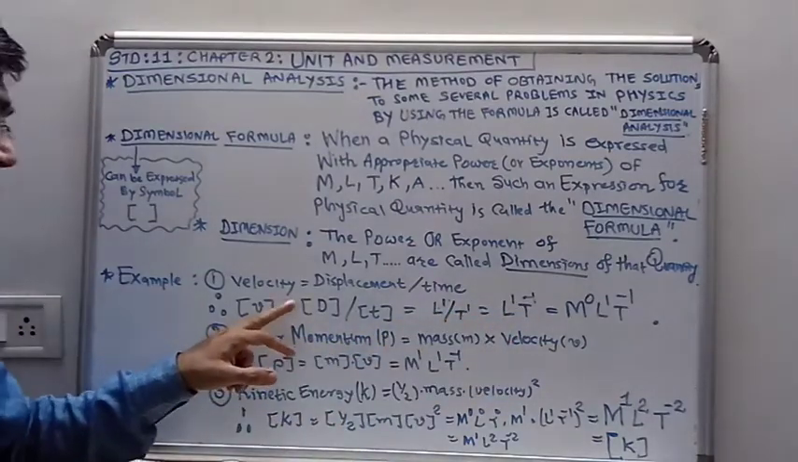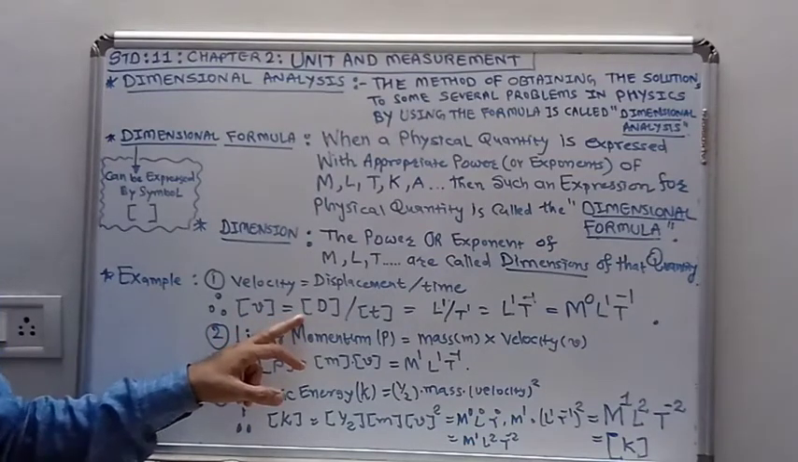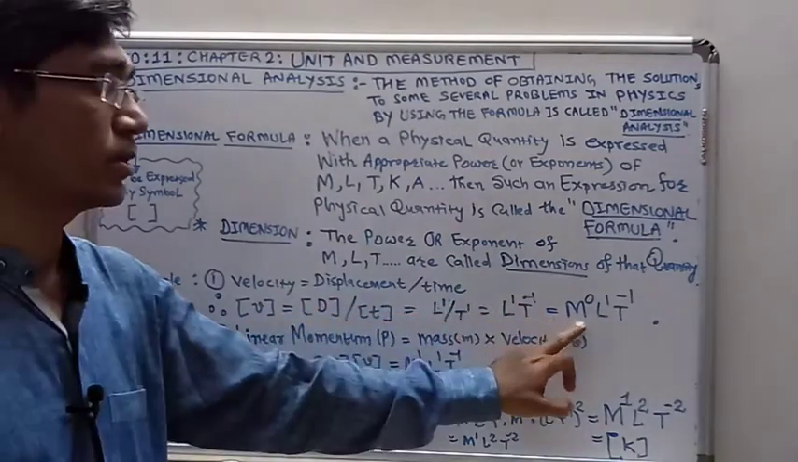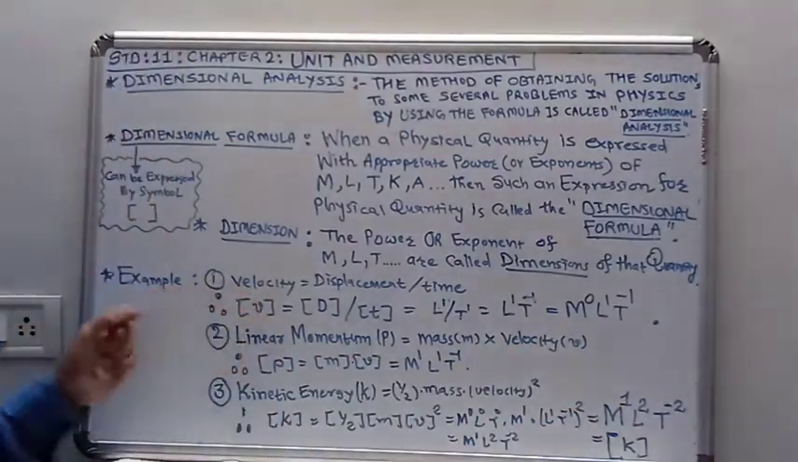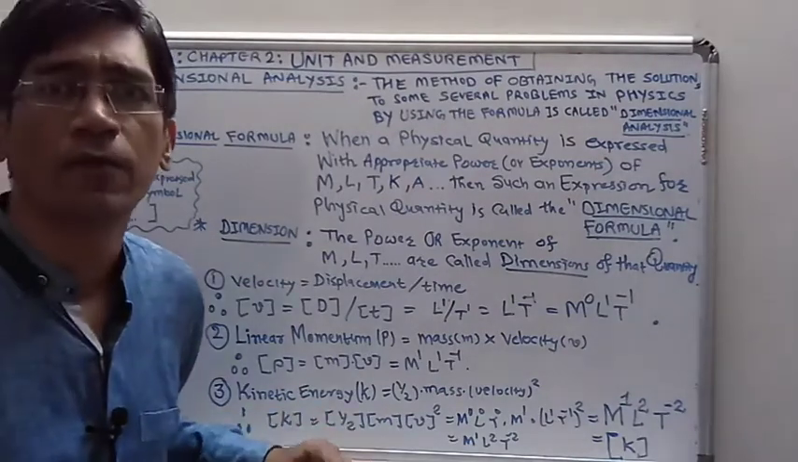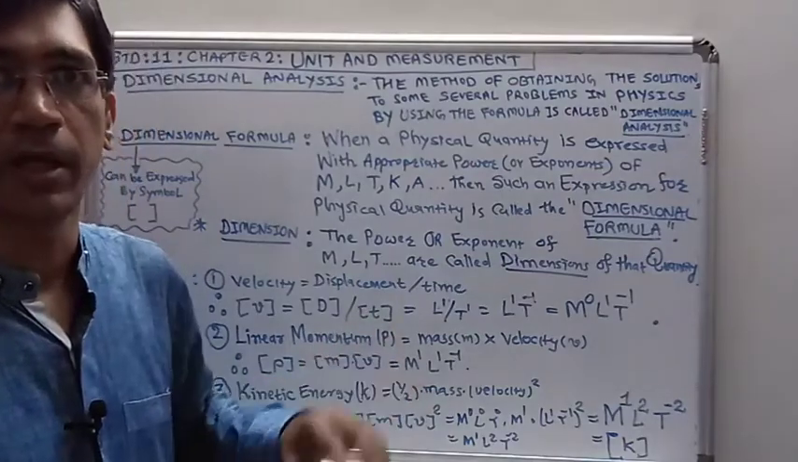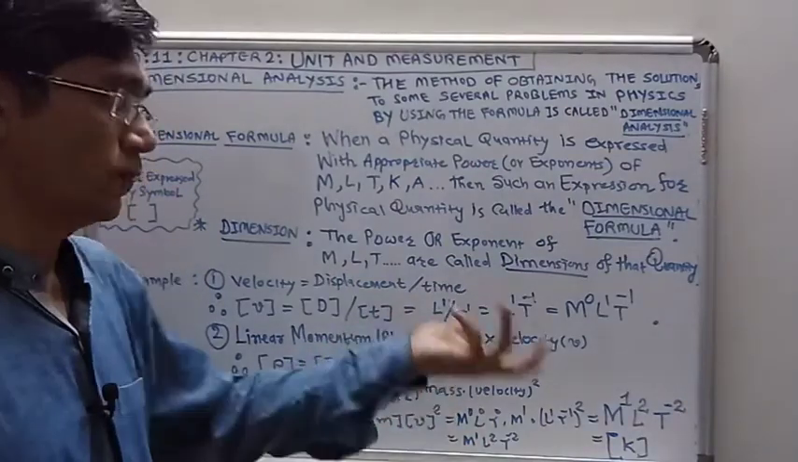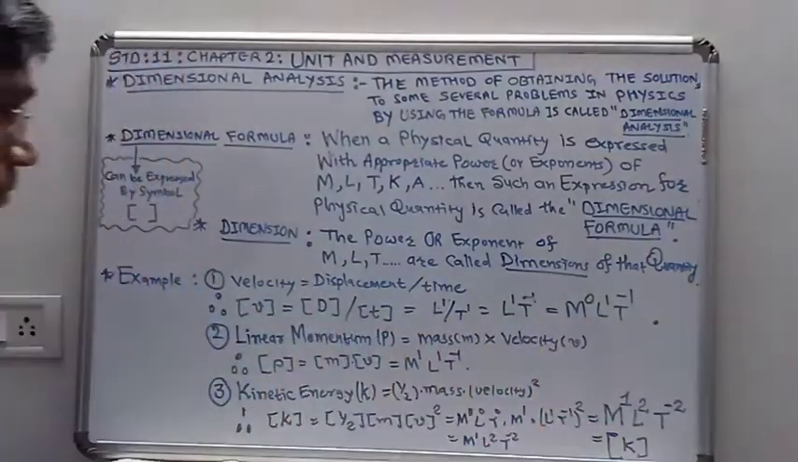Here there is no mass in the equation, so the power of mass is taken as M^0. M raised to 0 is equal to 1. In mathematics we know x raised to 0 is 1. So here also we can write M raised to 0, that is 1. So it is given by M^0 L^1 T^-1.